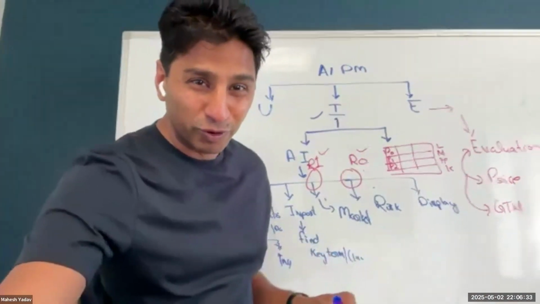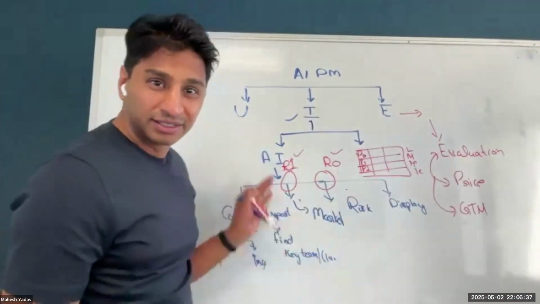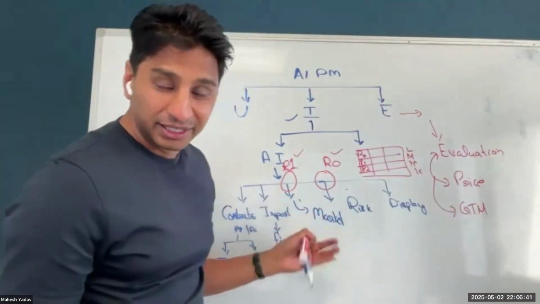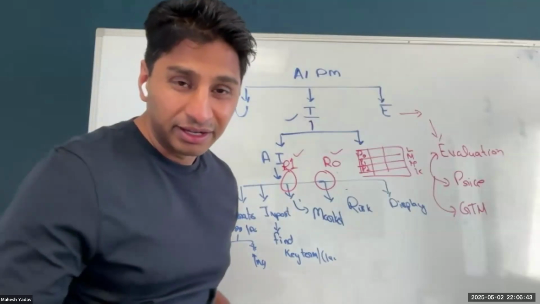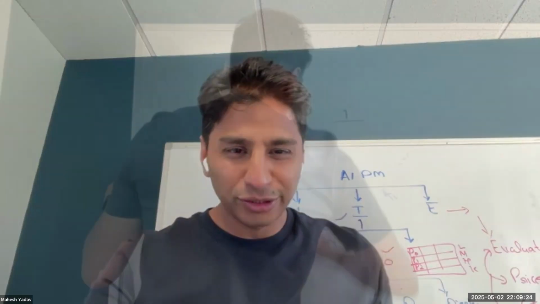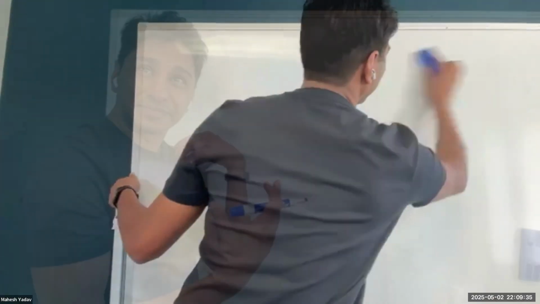So if somebody asks you why we need PMs, you can say, if engineers can do all this, then we don't need PMs. And if you don't do all this, the chances of you succeeding today are close to zero. Okay. So let's talk about the next thing. What are the core agent qualities? This is what I'm contemplating. What is working in the world of AI agents and what's not working?